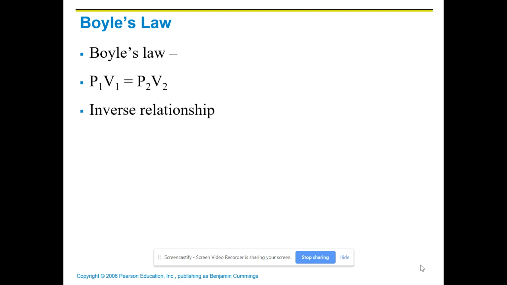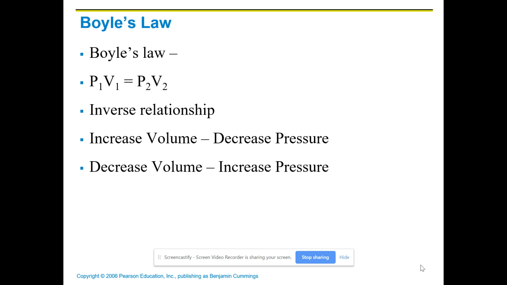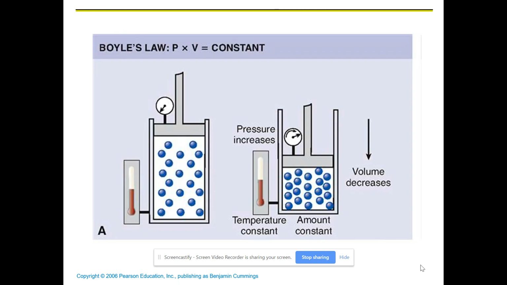If I vary the volume, pressure will change. So if I increase the volume, automatically pressure goes down. If I decrease the volume, automatically pressure is going to go up. So if I look at this graphic, you can see that there's two containers here with a plunger. Now they have a constant temperature. You can see how many molecules are in there, and if you count them, they're the same in both sides. So we're not changing the temperature, we're not changing the amount of the gas.